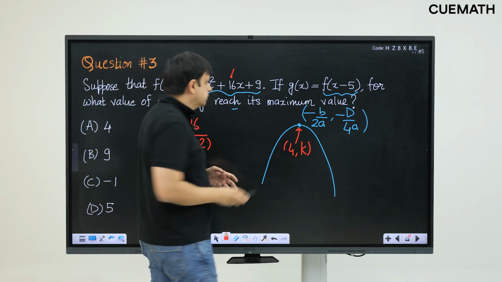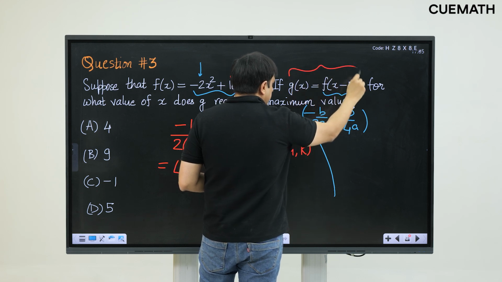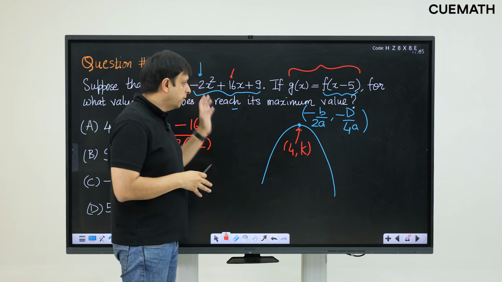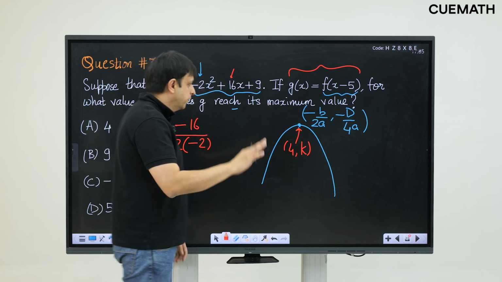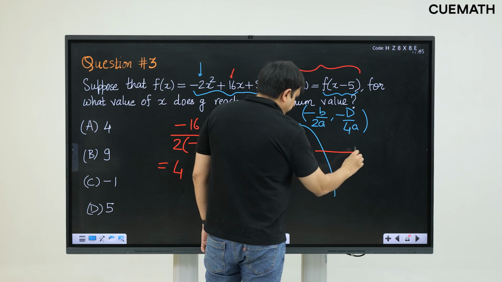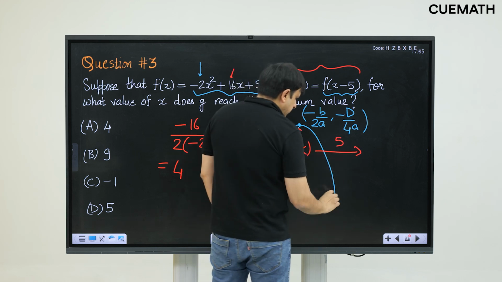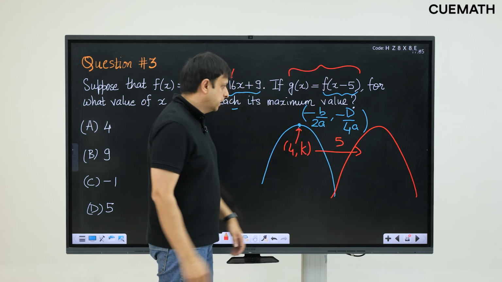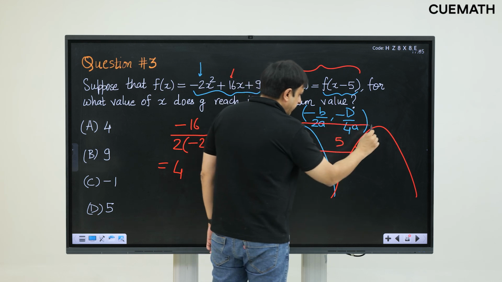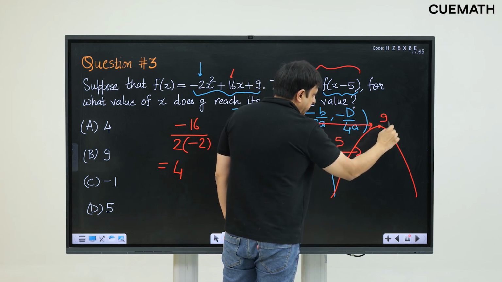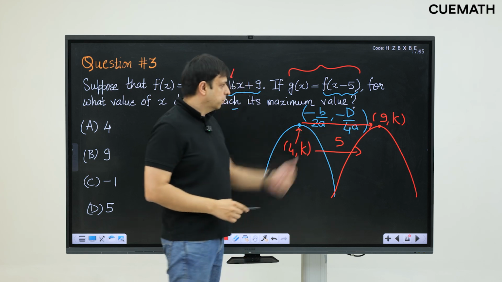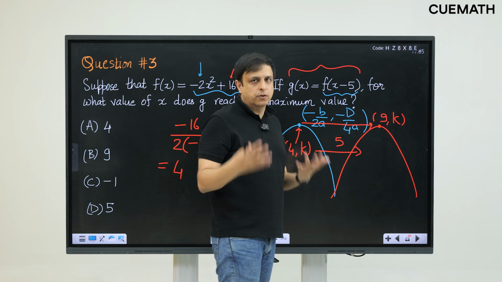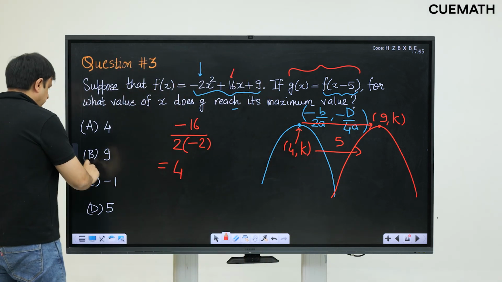Now, all you need to observe is that if g of x is equal to f of x minus 5, it means that the graph of g of x is exactly the same as the graph of f of x, but delayed by 5 units or shifted rightward by 5 units. So, if you shift this graph right by 5, you will get something identical to the initial graph, just right shifted by 5 units, which means that the vertex will also right shift by 5 units. So, this point here will be 9 comma k. So, from 4 comma k you will go to 9 comma k, and that means that the maximum value of this quadratic polynomial happens for x equal to 9, and therefore, option B is our answer.